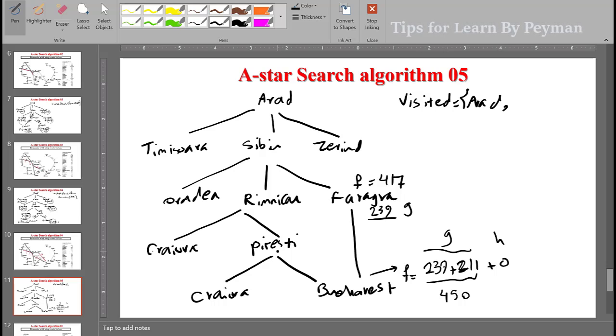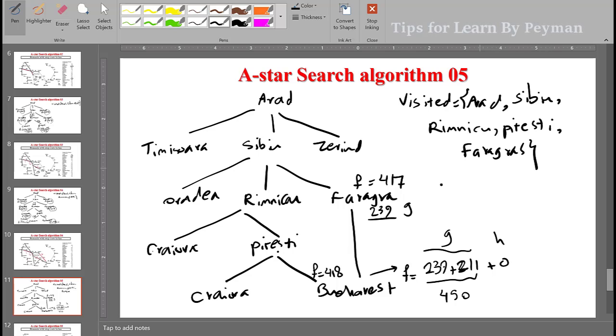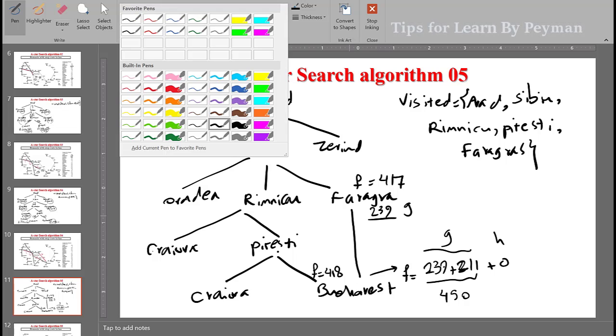But from the Pitesti, we have the F value of 418 here. So when we choose Arad, CBU, Rimniju, Pitesti, then we choose the Fagaras. But after we choose the Fagaras, we understand that the Pitesti to Bucharest has the lowest value. So the final solution would be something like this.